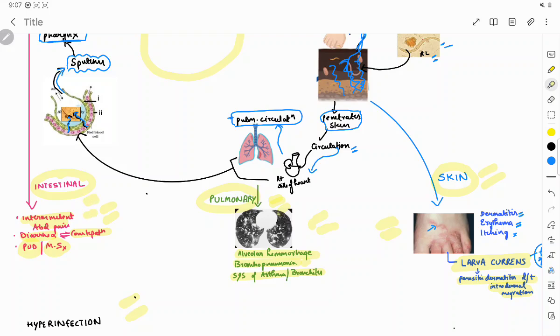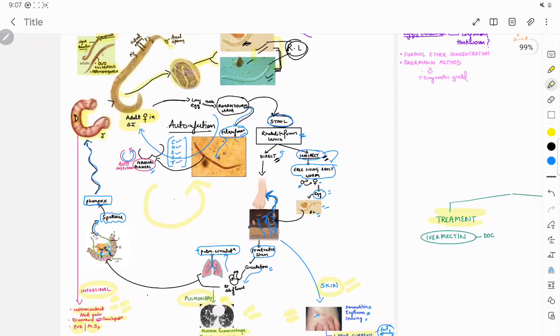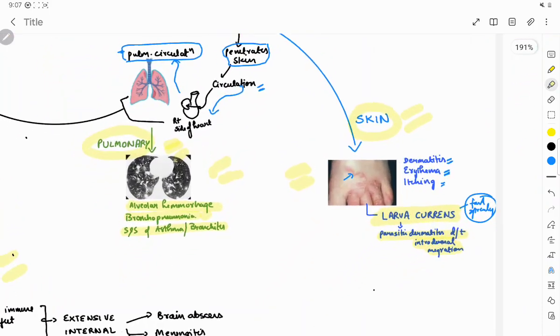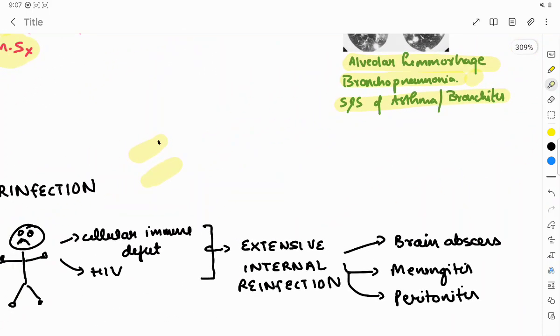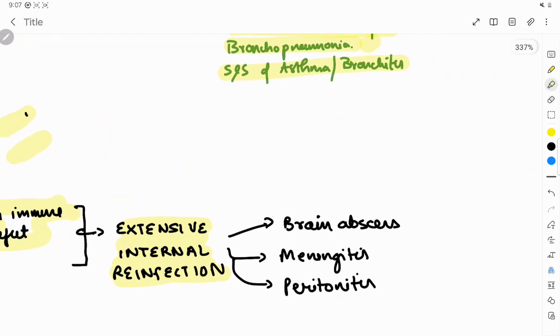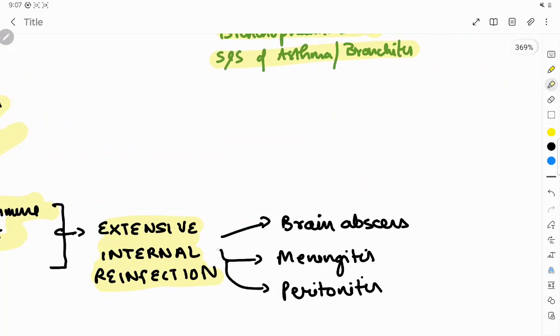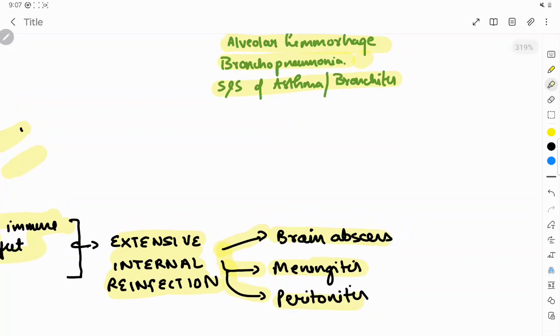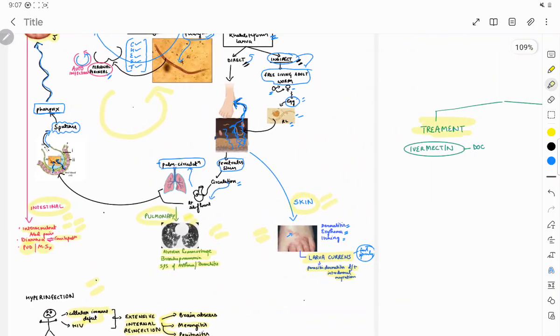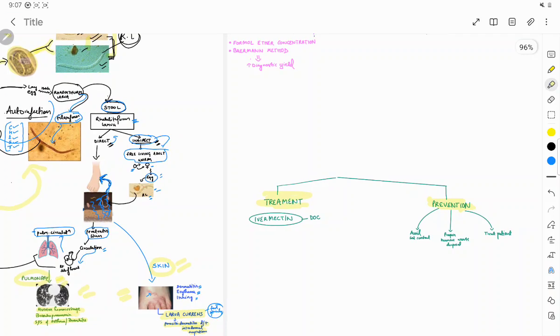and intestinal manifestation. Now there is really one more special thing about Strongyloides, and that is when we have an immunocompromised host, like one with a cellular immune defect or HIV. In this case we are going to have an extensive internal reinfection. When this extensive internal reinfection sets in, we have a really debilitating condition and disseminated infection leading to brain abscesses, meningitis and peritonitis. So this was about the life cycle and symptomatology of Strongyloides.